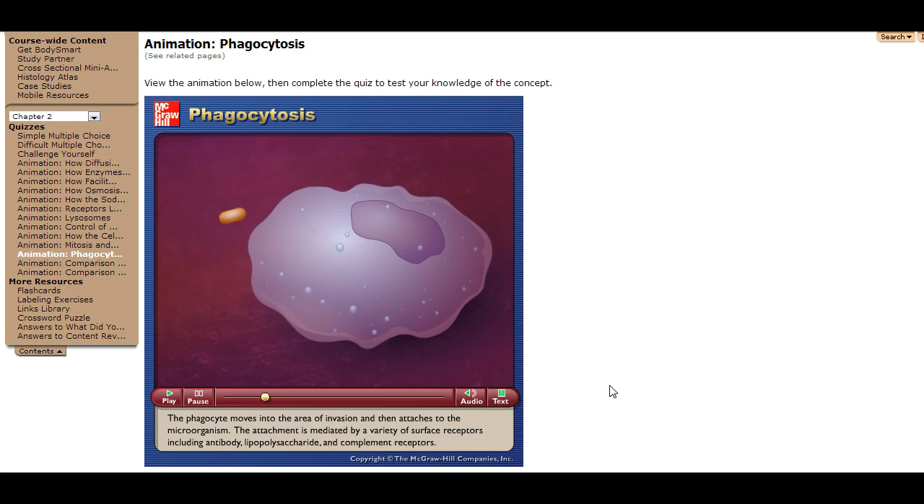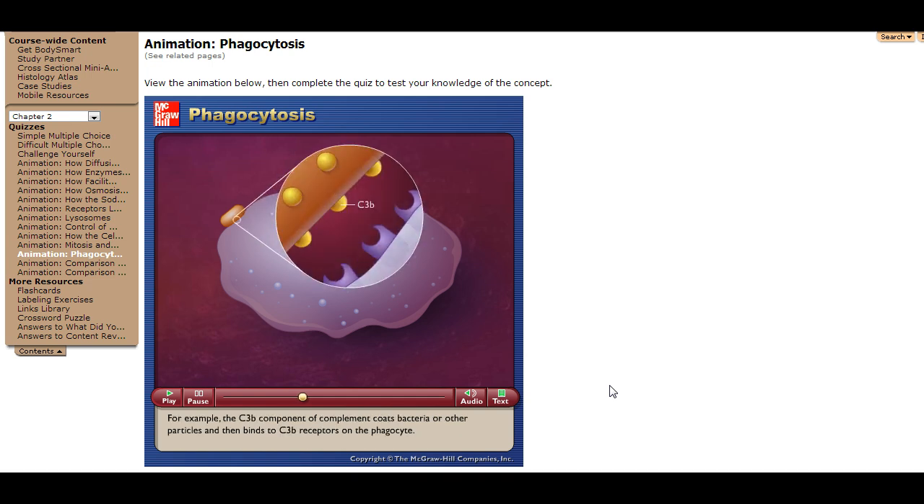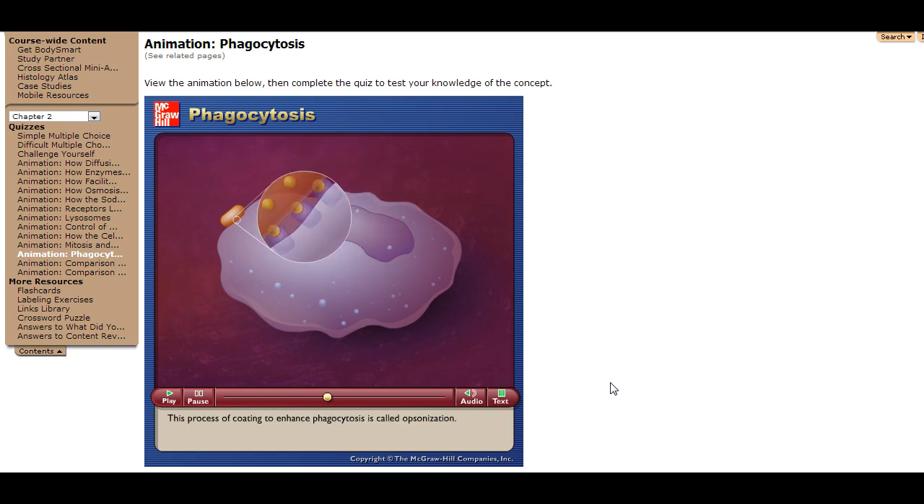The phagocyte moves into the area of invasion and then attaches to the microorganism. The attachment is mediated by a variety of surface receptors, including antibody, lipopolysaccharide, and complement receptors. For example, the C3b component of complement coats bacteria or other particles and then binds to C3b receptors on the phagocyte. This process of coating to enhance phagocytosis is called opsonization. The microorganism is then engulfed by the phagocyte into a vacuole known as a phagosome.